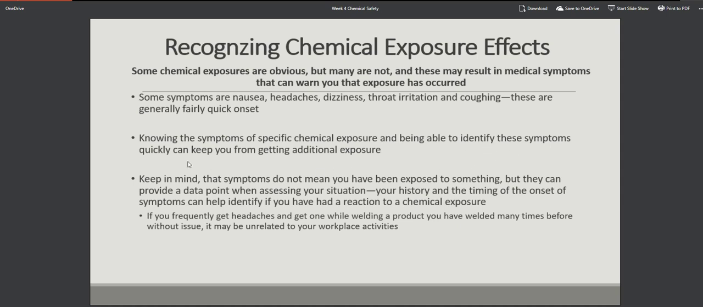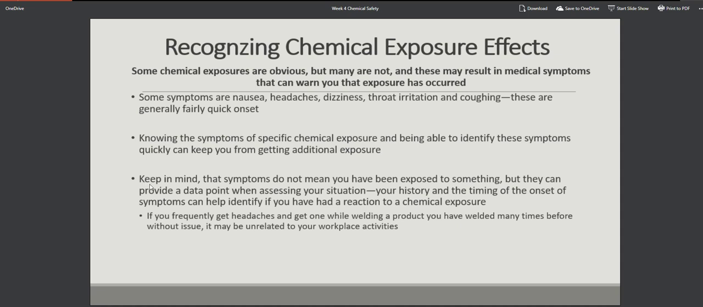Okay. Moving on to the next bullet point, knowing the symptoms of a specific chemical exposure and being able to identify these symptoms quickly can keep you from getting additional exposure. And the SDS will do this too. Like if you get it in your eyes, if you breathe the fumes or something like that, it'll give you a remedy of what to do. Drink water for so long to induce vomiting. If it's at exposure, try to get you to get it out of your system and so forth.